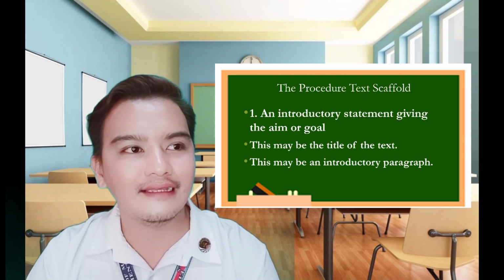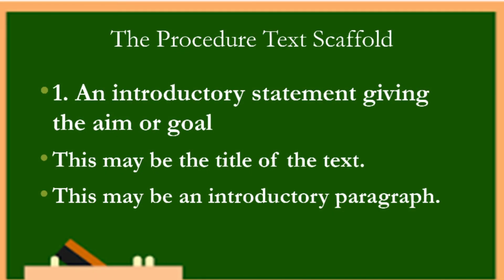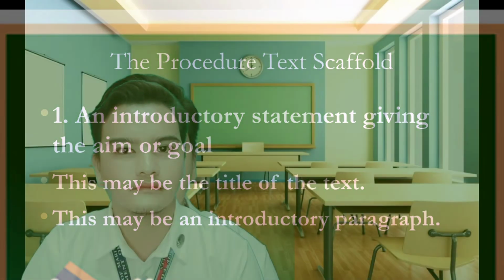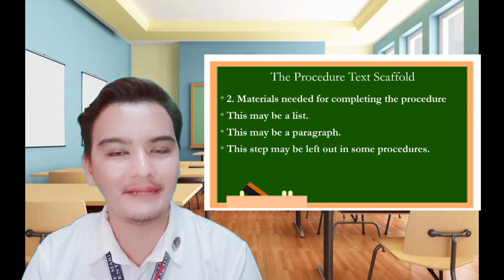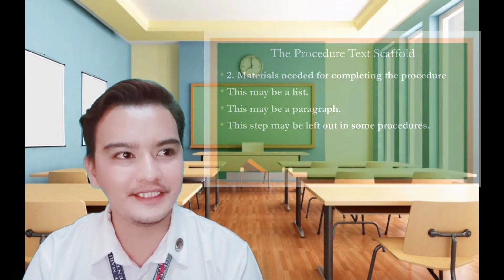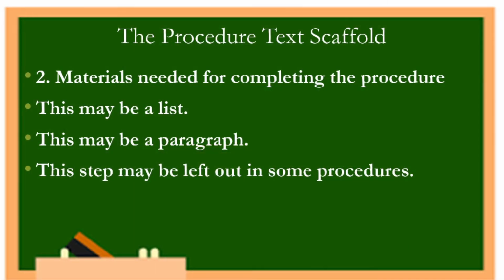First one, an introductory statement giving the aim or goal. This may be the title of the text, or this may also be an introductory paragraph. The next step is materials needed for completing the procedure. This may be a list, this may be a paragraph, or this step may be left out in some procedures.